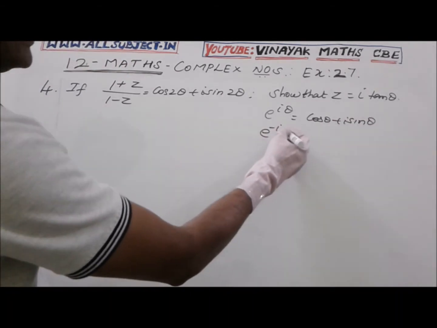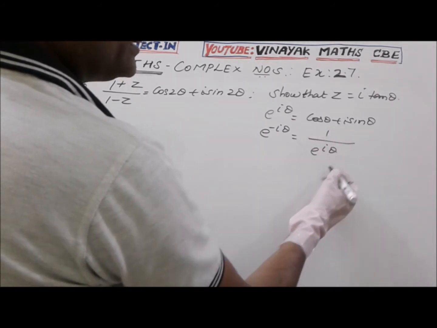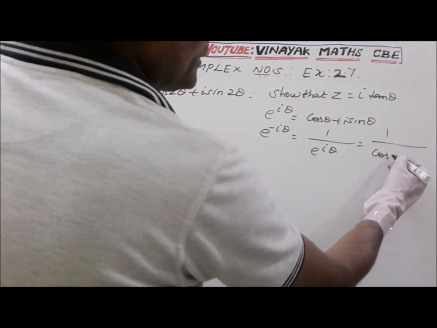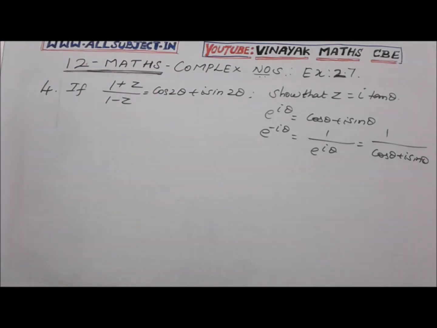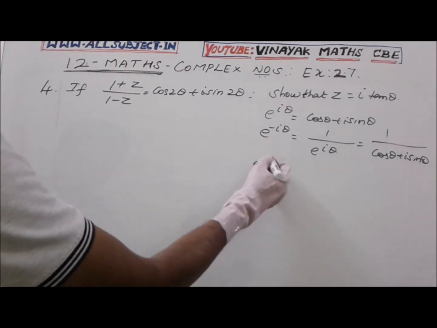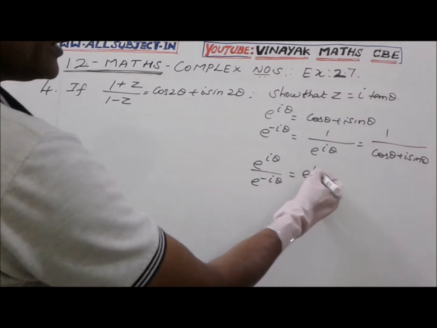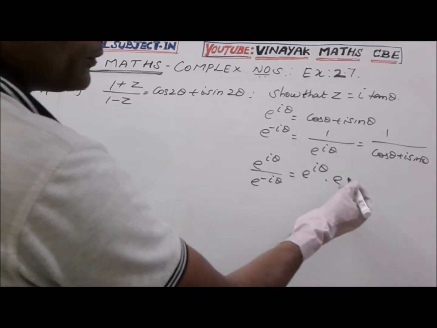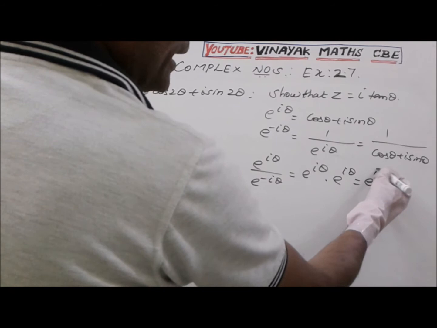e power minus i theta equals 1 by e power plus i theta, that is equal to 1 by cos theta plus i sin theta. Now e power i theta divided by e power minus i theta equals e power i theta into the denominator becoming e power plus i theta in the numerator. That will be equal to e power i 2 theta.